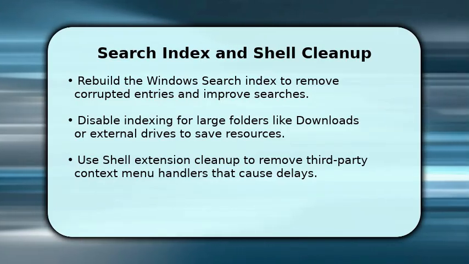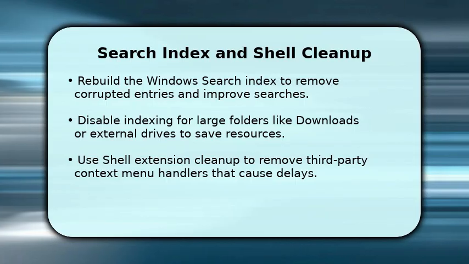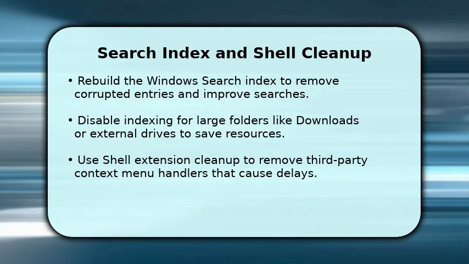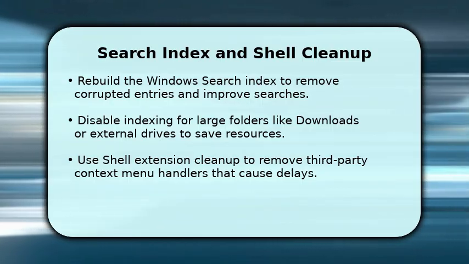Exclude large folders such as downloads and external drives to reduce indexing overhead. Disable search indexing on network locations that slow queries and folder loads. Remove suspicious third-party shell extensions because they can block Explorer during context menu creation. Use a reputable shell extension manager to disable handlers, and then test Explorer responsiveness.